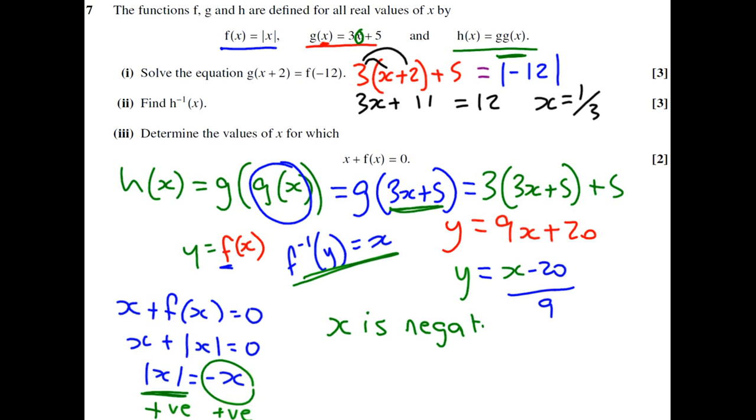Okay, but you won't just write x as negative in your exam. You would have to write that x is less than 0. But can x be 0 as well? Modulus of 0 equals 0. So less than or equal to 0 is your answer there.